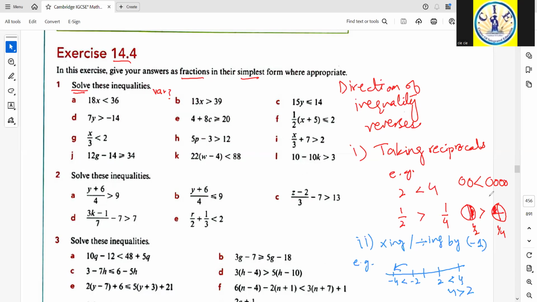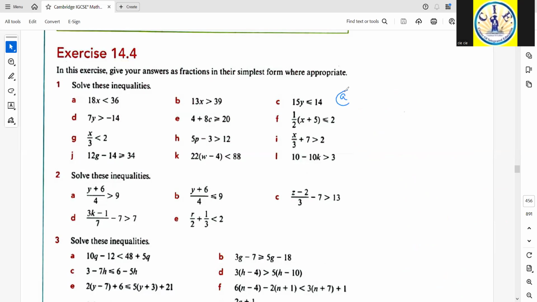So here we go. For part A, 18x is lesser than 36. Shifting the coefficient of x to the right side of the inequality, 36 divided by 18. Since 18 is a positive number shifted to the right side, there is no change of the direction of the inequality. So x is lesser than 2. That is the solution of this inequality.